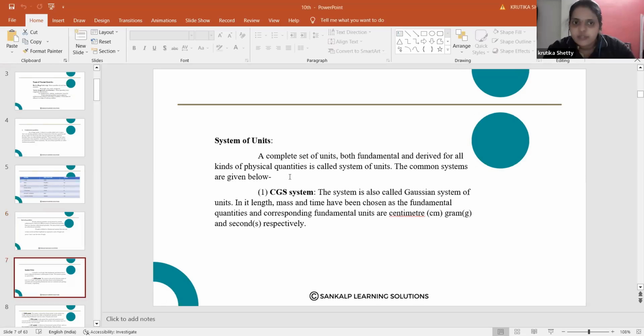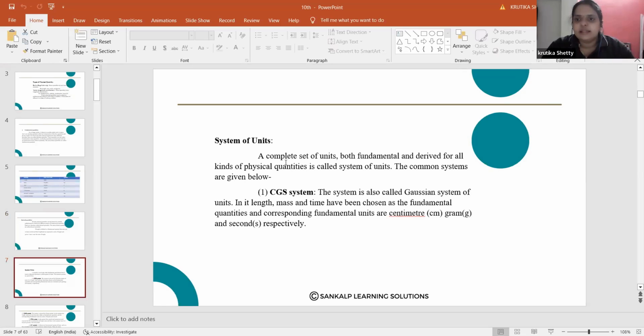This is a little extra, foundation type, which you need to understand before going for the physics classes. So the next is system of units. What is system of units? A complete set of units, both fundamental and derived, for all kinds of physical quantities, is called a system of units. The common systems are given below.